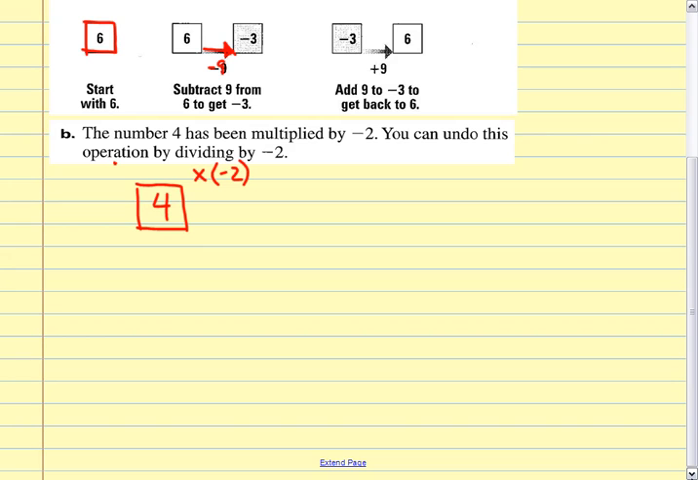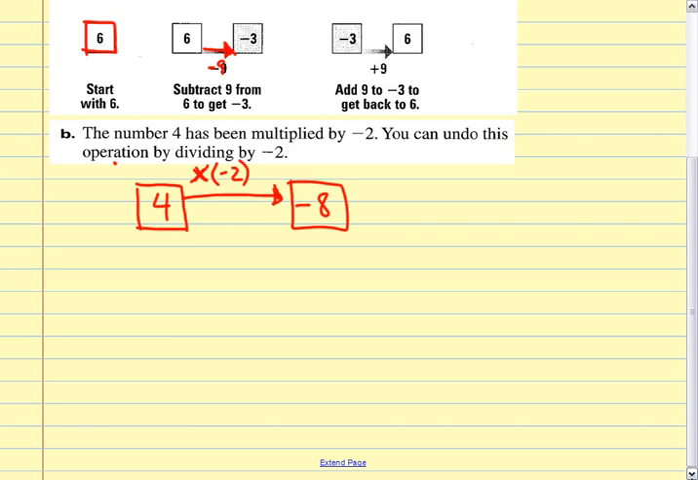Does everybody see that? I multiplied it. That's the x that's in front of it. It's not a variable. It's the multiplication sign. Okay? I multiplied the 4 by -2, and it gave me, what did it give me when I multiplied 4 by -2? Lily? -8. Excellent.